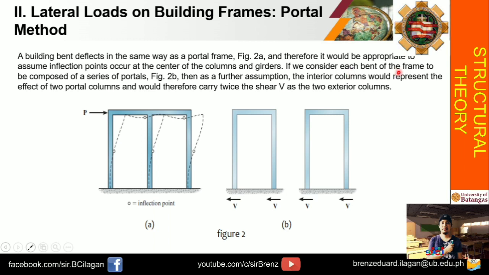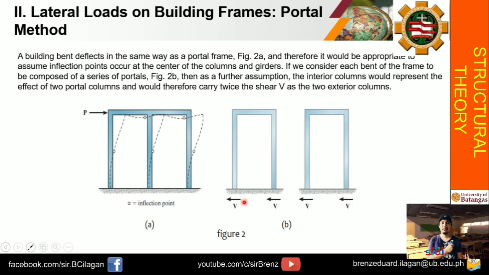So, if we consider each bend of the frame to be composed of a series of portals, so in figure 2B, what happened here, guys, is that it was divided into two. So, why did he divide it into two? What will happen is that the internal column will carry twice as much shear as the external columns. Again, let's read. As a further assumption, the interior columns would represent the effect of two portal columns and would therefore carry twice the shear V as the two exterior columns.